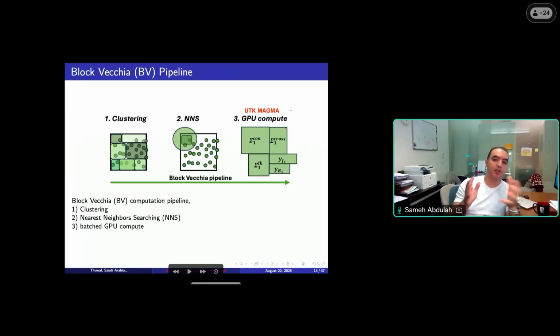So we care about large problems and also high dimension, two different things. So this is the block VK algorithm pipeline. I will explain it and then we will go to the computation explanation. What we are doing is very easy.